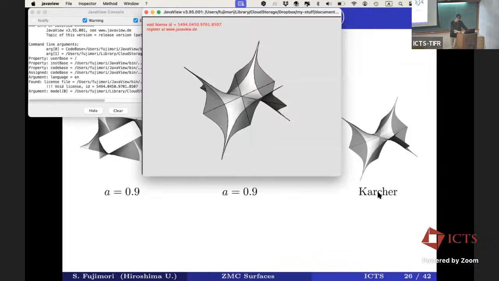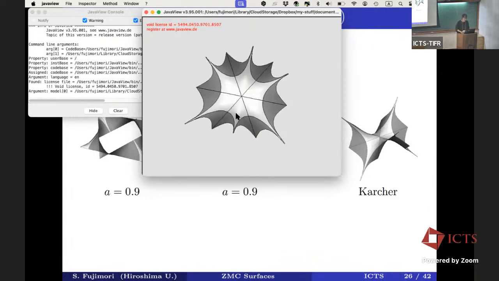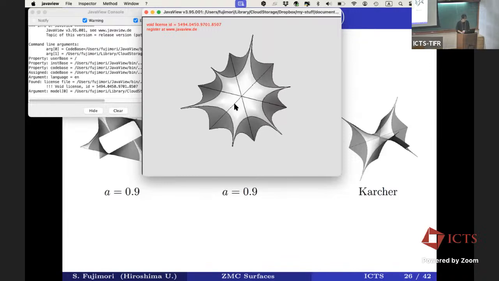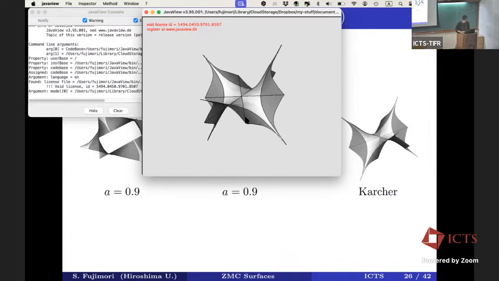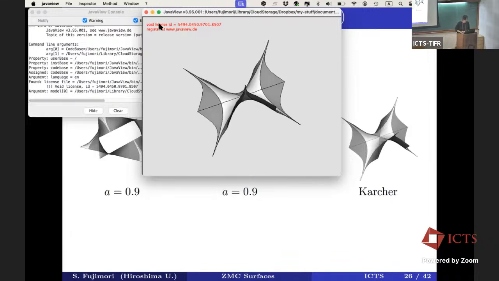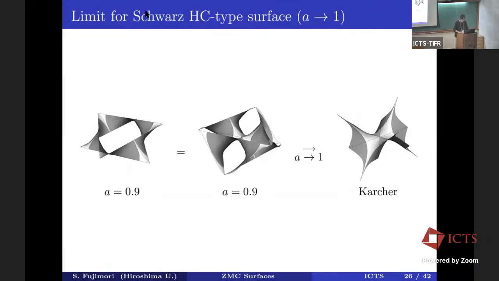As a minimal surface, it is the Karcher tower, so singly periodic, but in this case, it is not periodic. But it is an entire graph, actually. The center is space-like, the outside time-like. And these are ends of the surface. So as a limit, we have the Karcher surface, a Karcher type maximal surface, a zero mean curvature surface.